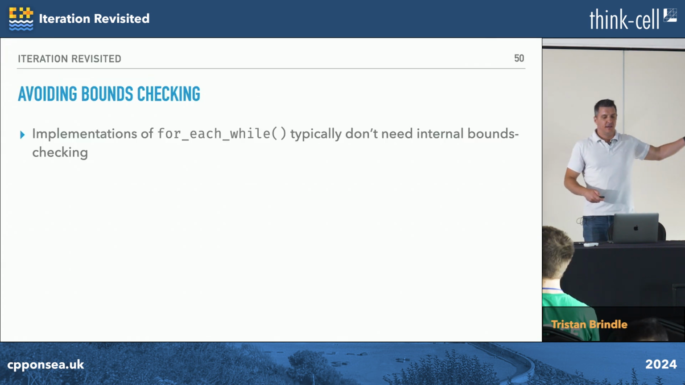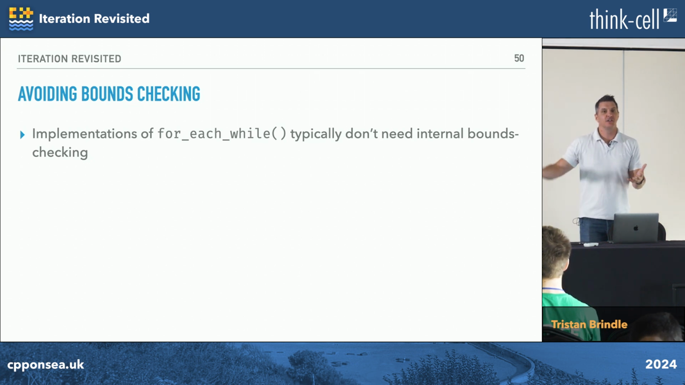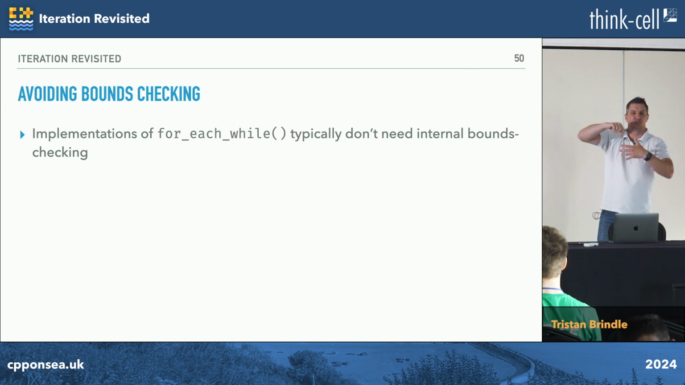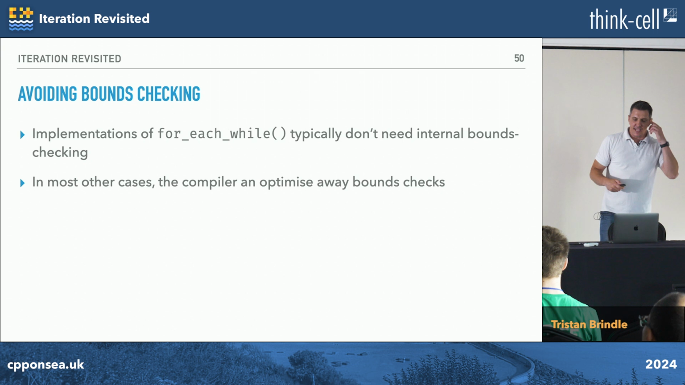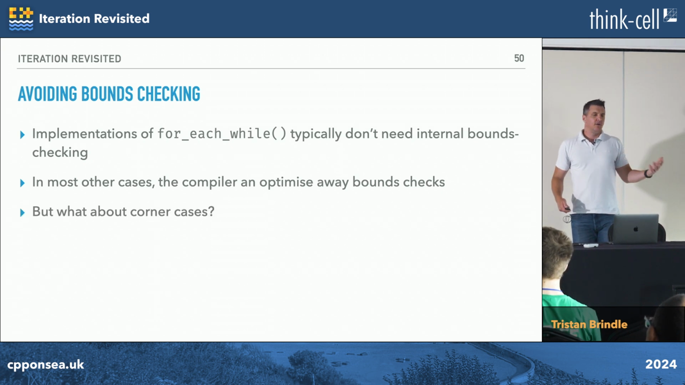So typically, implementations of for each while don't need to do any internal bounds checking. That's another advantage, because we're not exposing any cursors to the user. That's the internal part. It means that the user can't mess about with our cursor position, so we don't have to worry about it being invalidated. We can trust that our implementation gets things right. And as I say, in many other cases, compilers can optimize away bounds checks.